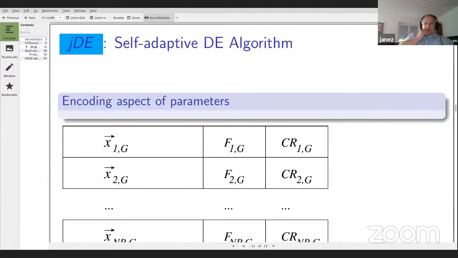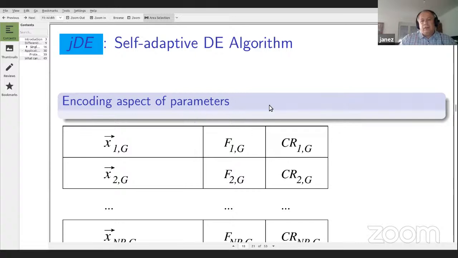Just briefly to describe two or three of them. JDE, the main thing is that parameters are also encoded with each individual. This is one individual, here is the vector in the generation, and F and CR are two parameters that are encoded with the individual. It means each individual has its own control parameters.